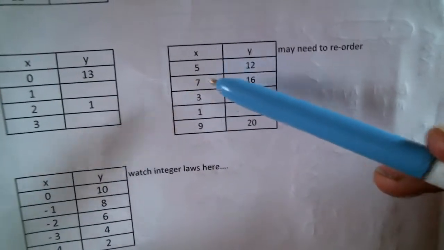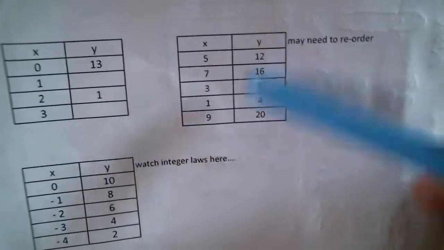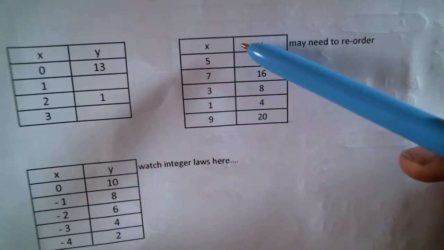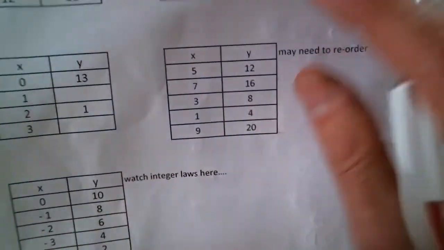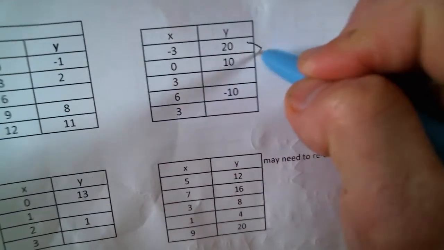You'll notice how this one goes 5, 7, 3, 1, 9. Rewrite this whole table in order. Yeah, that's really important. Now over here, I want to show you this one. Bob will stay with me. Perfect. Right away, what do you notice?